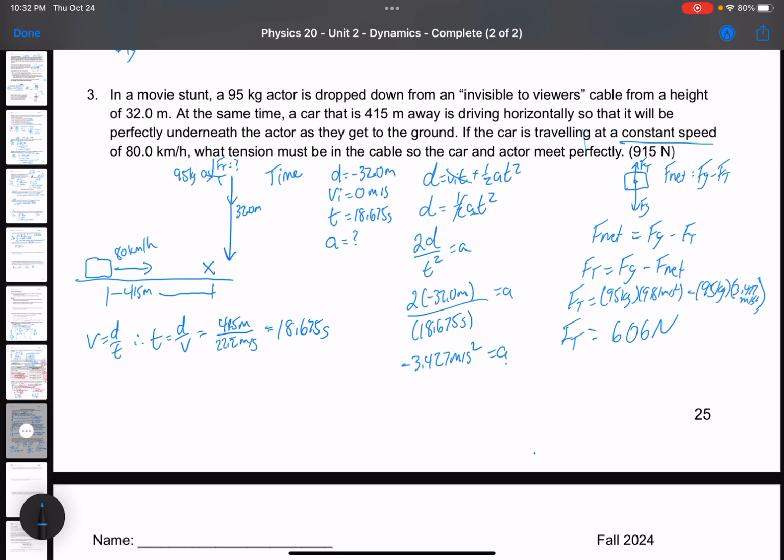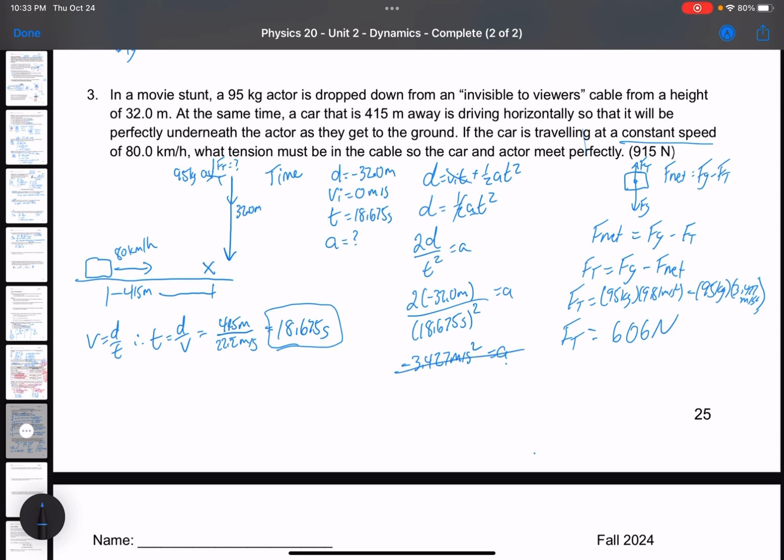So we have 80 kilometers an hour. If I divide that by 3.6, that does in fact give me 22.2. They have 415 meters to go. So 415 divided by 22.2 does give me this time. Next would be to look at my kinematics formula. So I used D equals VIT plus 1/2 AT squared. You know what I think I might have forgot to do is to square the time. Let me see if that's it. So negative 64 divided by 18.675 squared equals, yes, there it is.